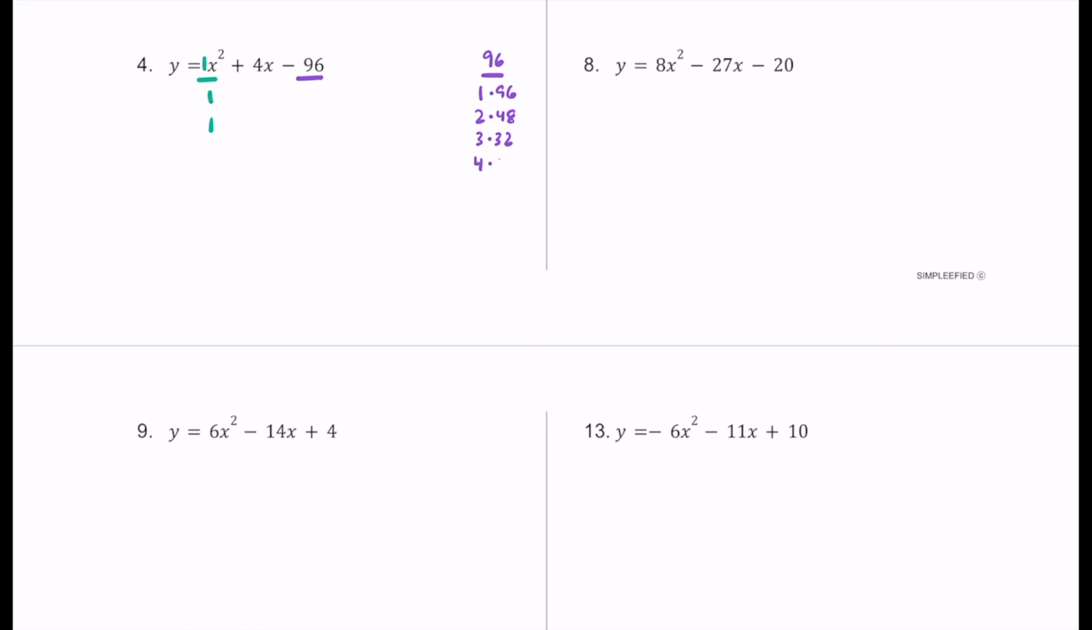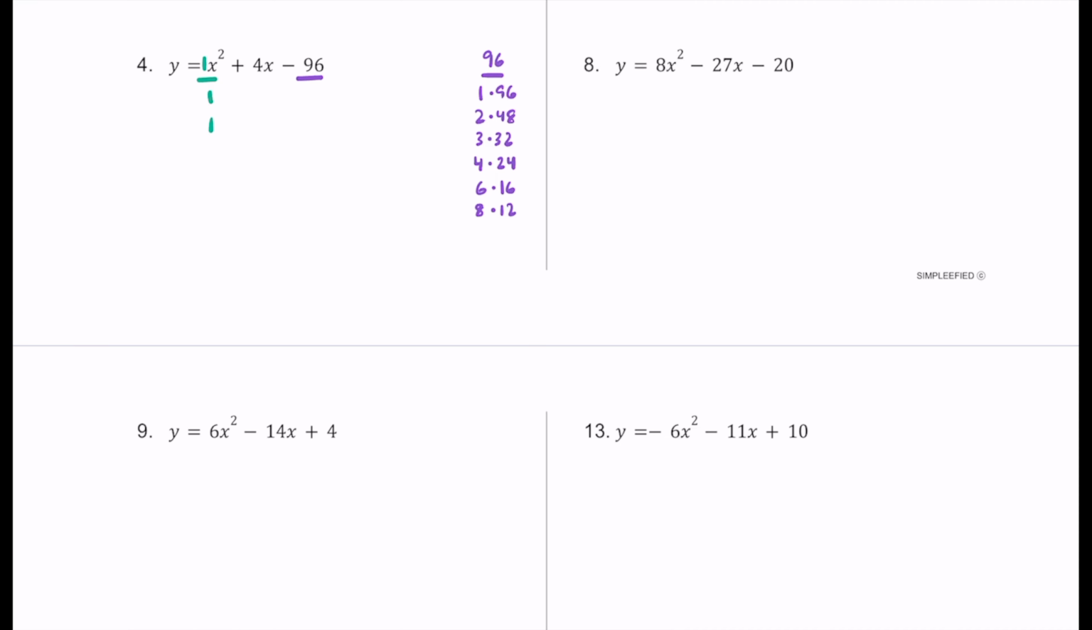4 and 24 are also too far apart. 5 won't work. 6 times 16, that's 10 apart. We're getting closer. 7 won't go into this. 8 will. 8 times what? 8 times 12. They are 4 apart from each other.